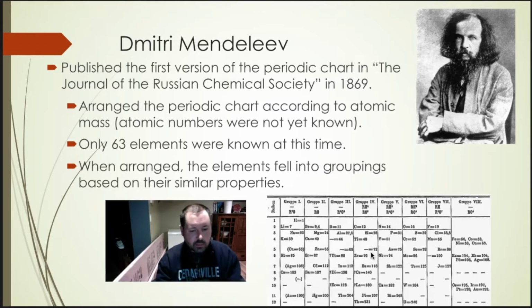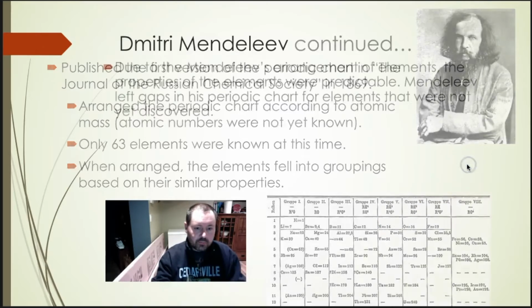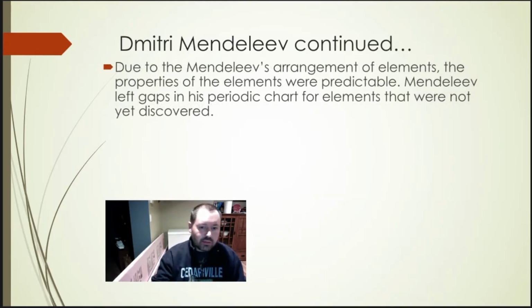Because he arranged them in a way that was predictable based on their properties, we can actually find out all sorts of information about these elements with not even having them discovered yet. And that is the genius of Dmitri Mendeleev. So due to Mendeleev's arrangement of the elements and the properties of the elements, they were predictable. Mendeleev left gaps in the periodic chart. That was the genius. No one had done that before. No one had left gaps in the periodic chart before.